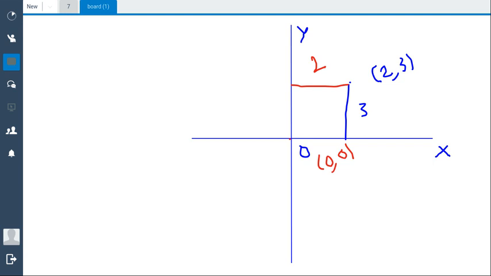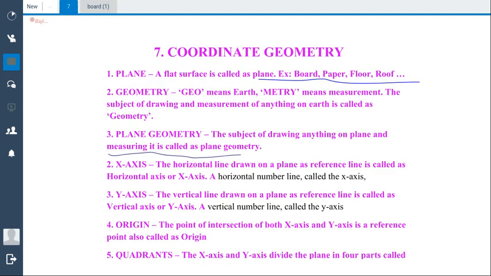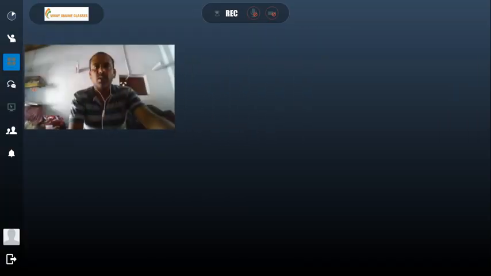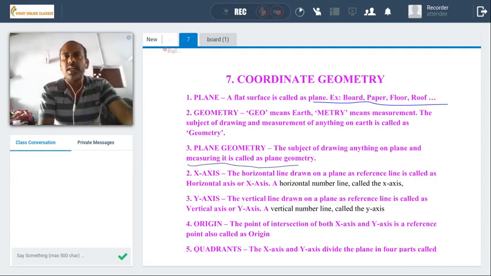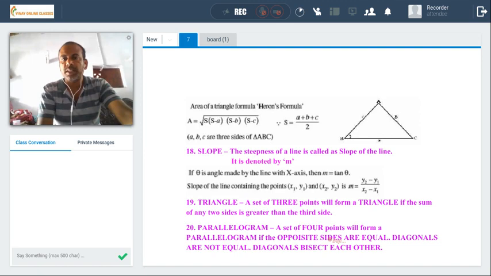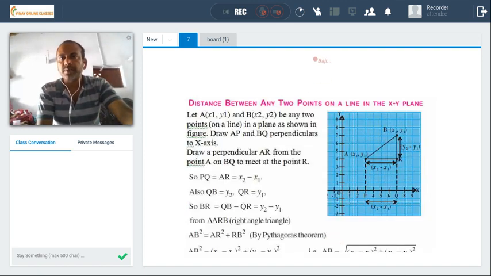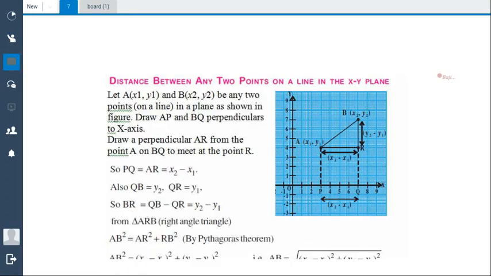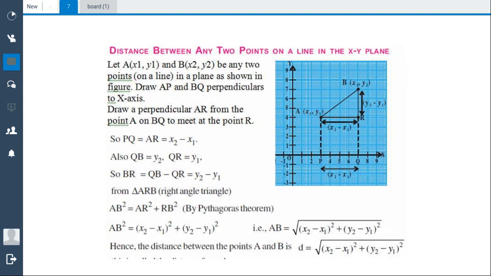On this concept, now I am explaining the distance between 2 points. How do we find the distance between 2 points if they are located on the graph paper? First I am giving the proof of the distance between the 2 points.